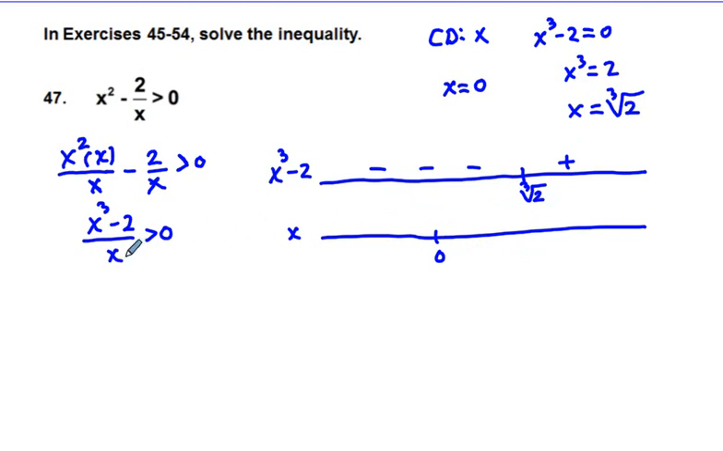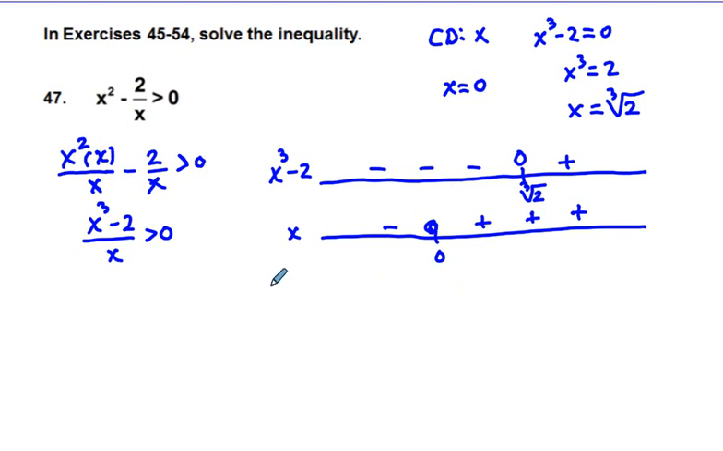And for this x down here, at 0, we're going to have a value of 0. Okay, that's a 0 there. Cube root of 2. Okay, and to the left, we're going to have negative, and to the right, we're going to have positive. Positive, positive.